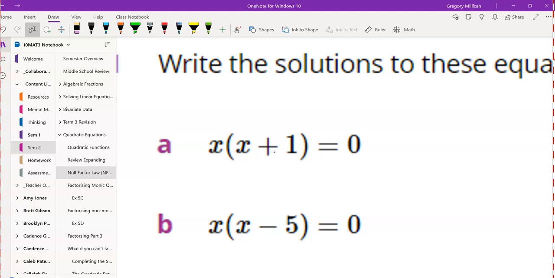What are the 2 factors in this example, number 1? What are my 2 factors? x is one of them, and what's the other one? Sorry, was that you, Flynn? x plus 1, well done. How do I tell factors? What separates factors?